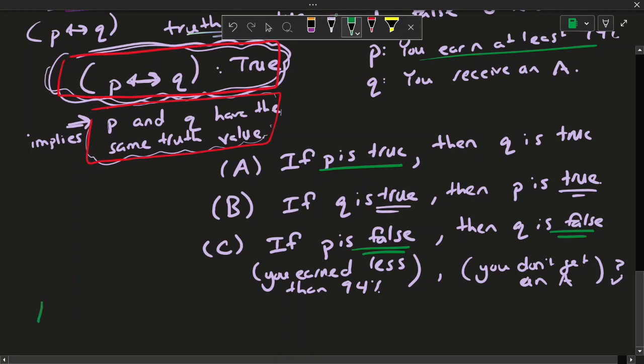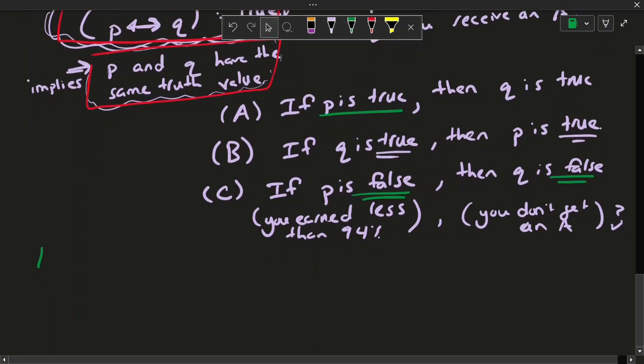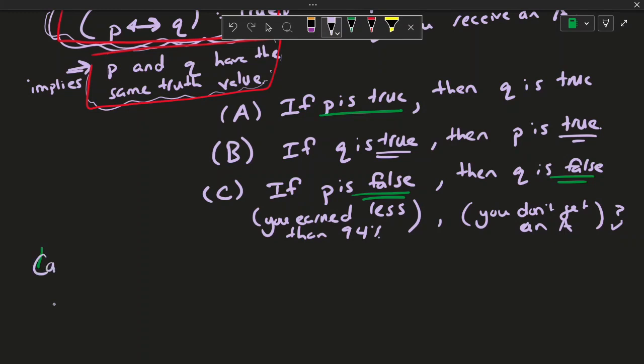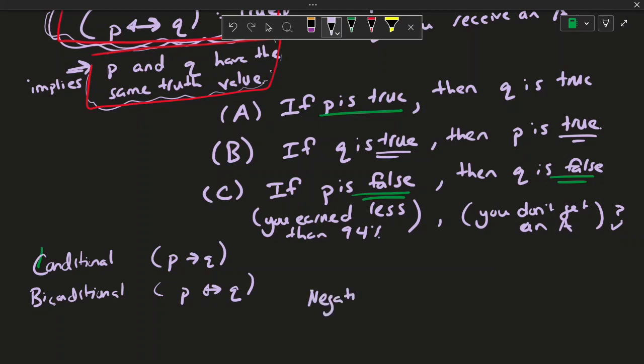And that ends our section on the logical operators. Again, in review of this particular video, we talked about the conditional, if P then Q, and we talked about the biconditional, P if and only if Q. And then previous logical operators we talked about were the negation, the conjunction, which is really and, the disjunction, which is really the inclusive or, and the exclusive or. So we learned about those four logical operators as well.